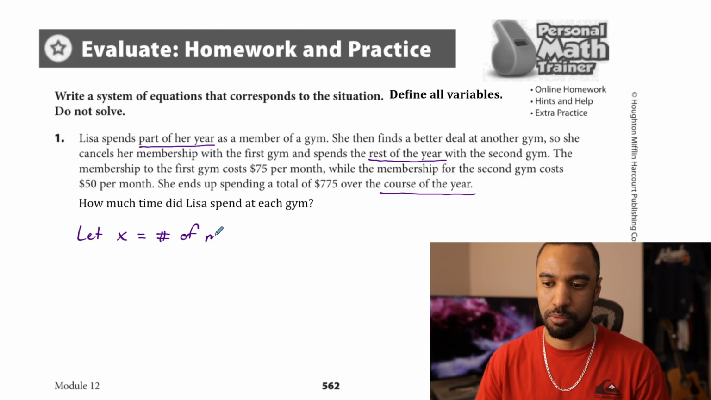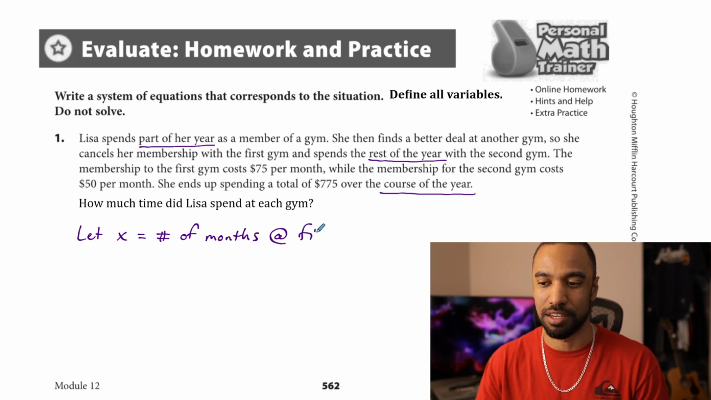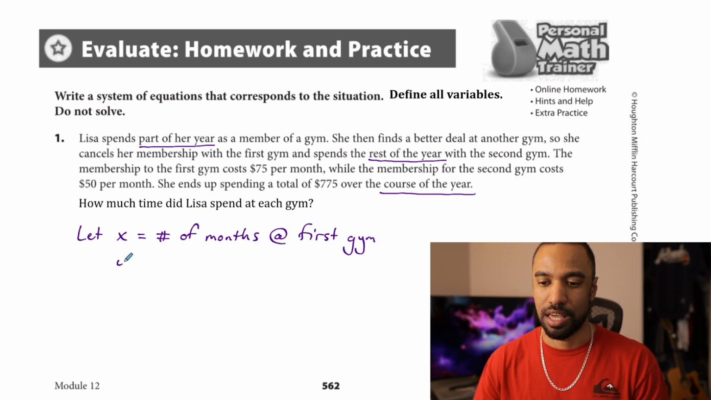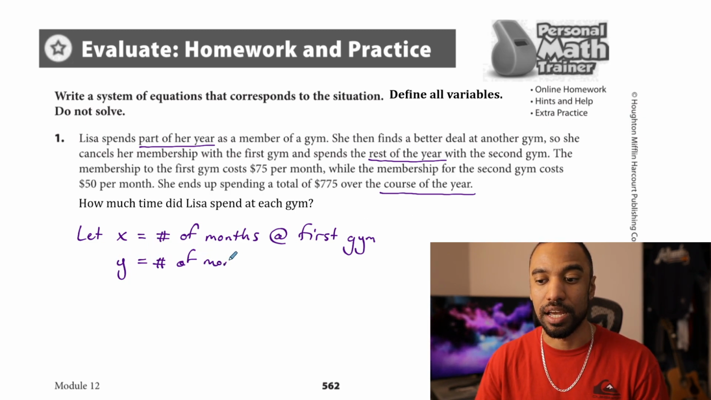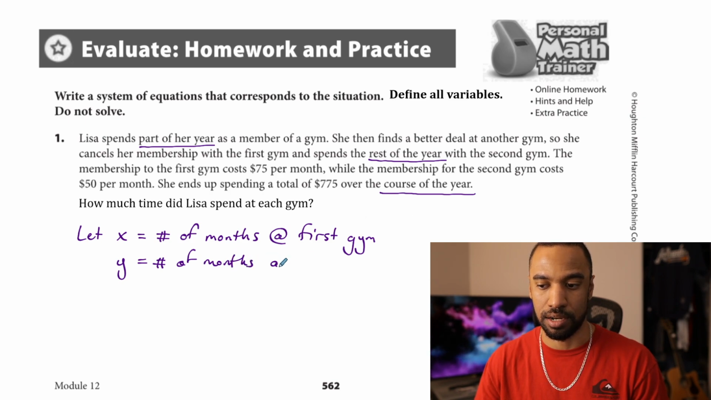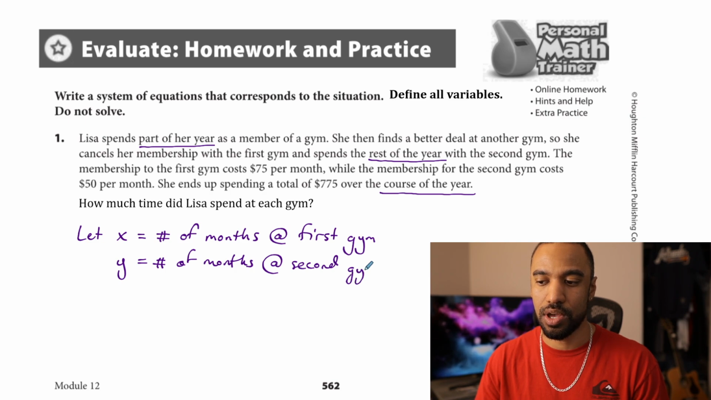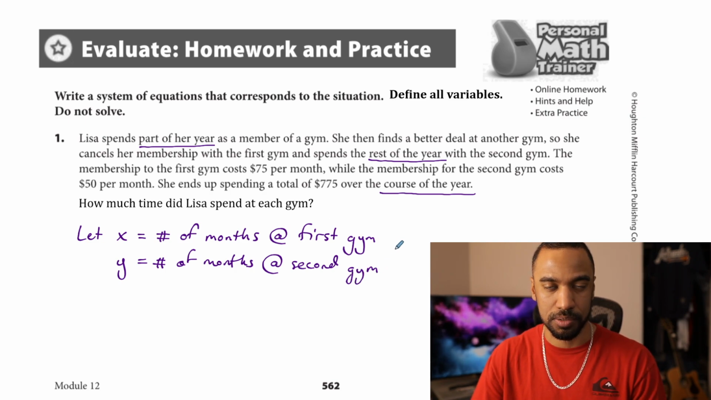If this takes too long for me to write, I'm eventually probably going to start typing them just for the sake of video time. And then let Y equal number of months at second gym. That way when we solve for X and Y, not that we are here, but in a different problem, we know exactly what that number represents. And this also helps us with our equations.